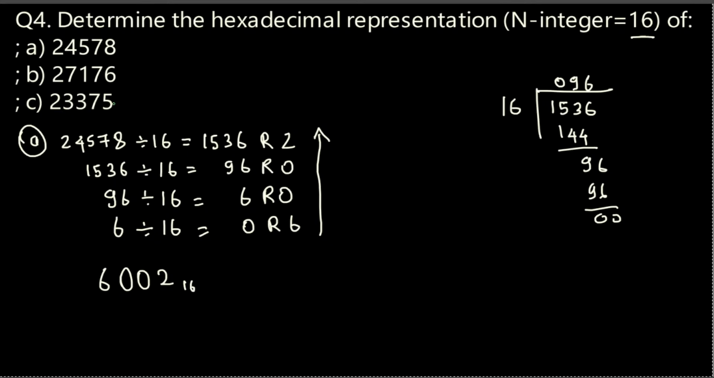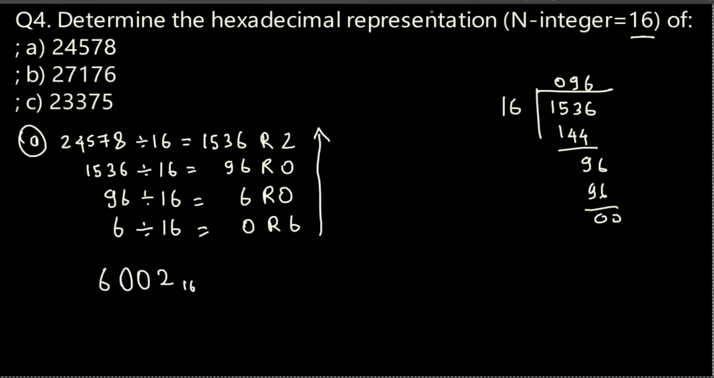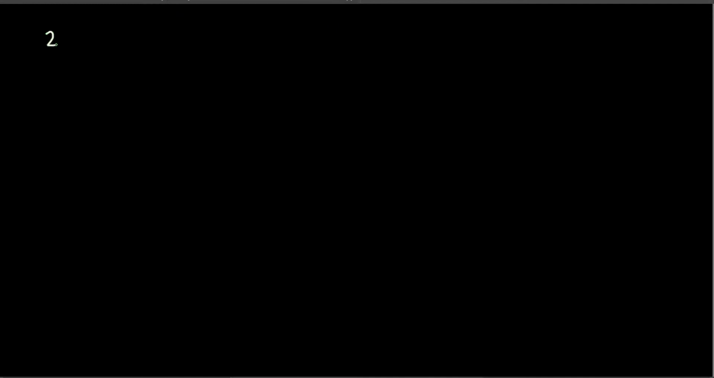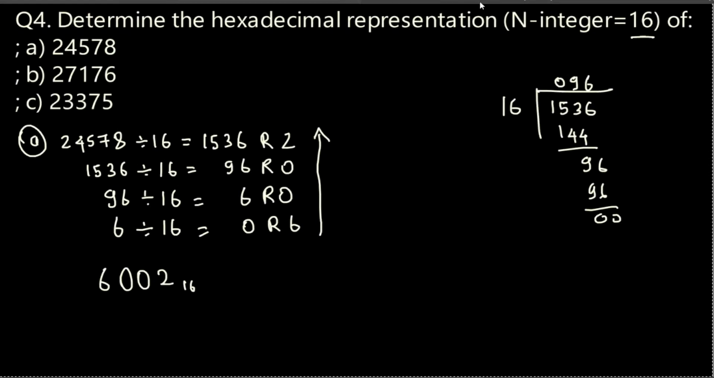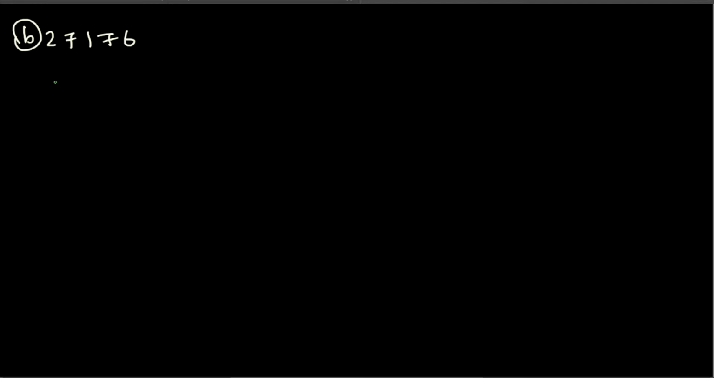Now let's look at the B part. In the B part we have 27,176. That's the one we have. Again, to convert this into hexadecimal, we have to keep dividing by 16 until we get 0. So 27,176 divided by 16. We can use the long division method.